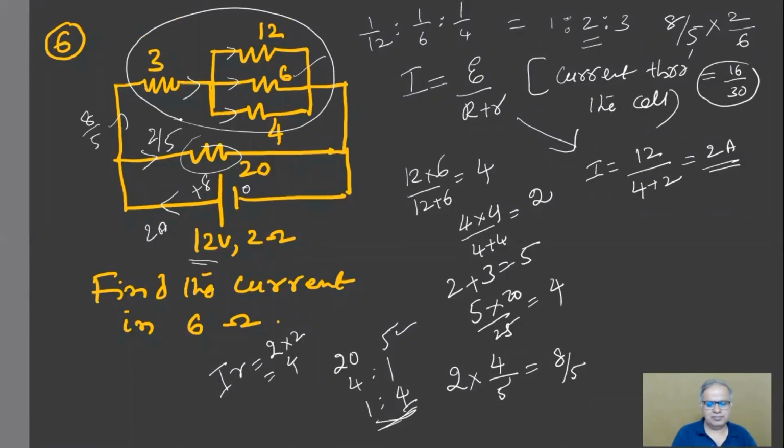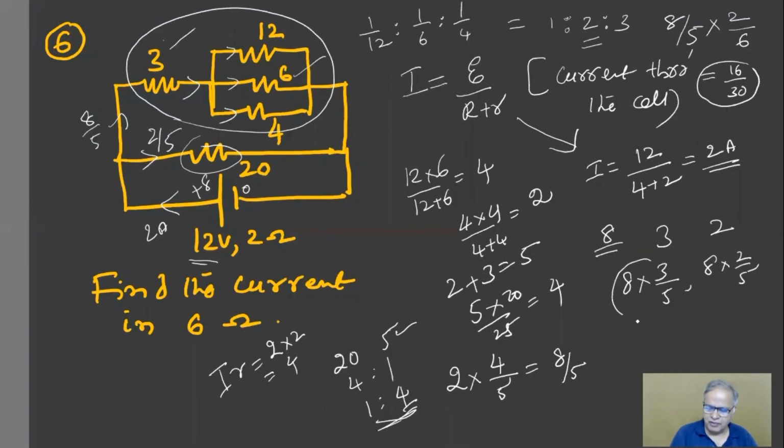this. But the 8 will divide for 3 and how much was this? 12, 6 and 4? 2. 2. 4. So 8 will divide for whom and whom? 3 and 2. In what ratio? Direct ratio. Potential divides in the direct ratio of the resistances. So 8 into 3 by 5 for one, 8 into 2 by 5 for the other.